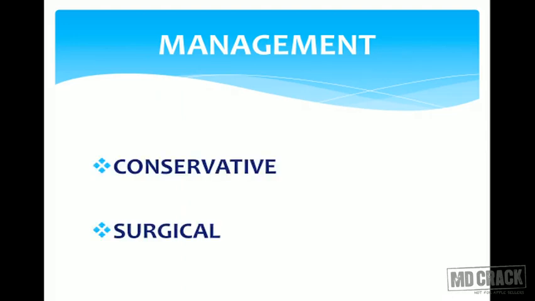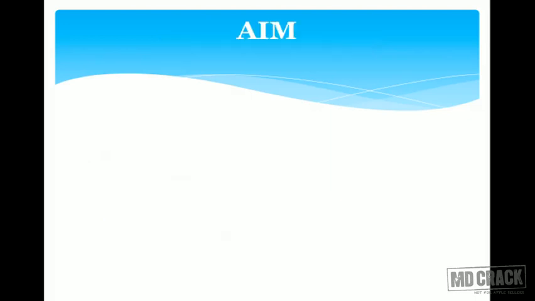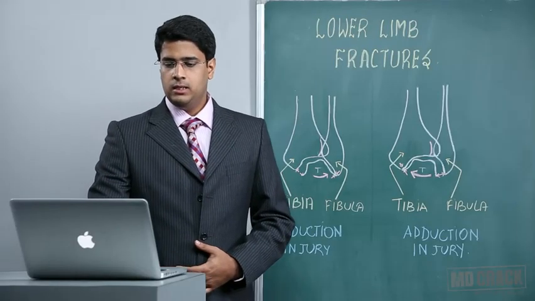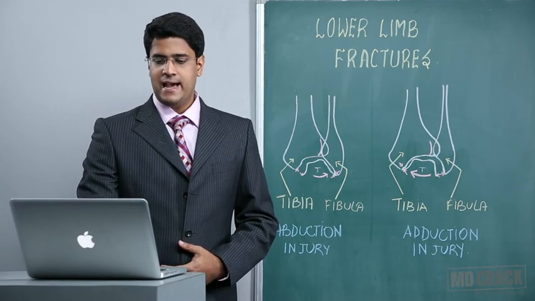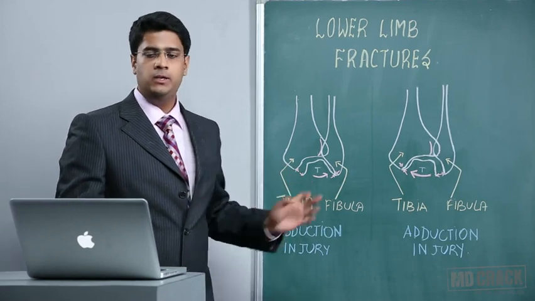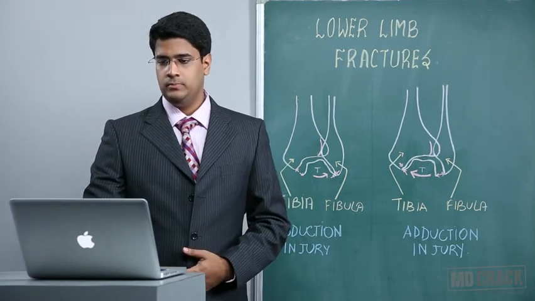Management, as usual, is divided into conservative and surgical forms. The aim is very important for ankle management. Firstly, the normal relationship of the ankle mortise, that is the whole configuration, has to be restored just like before. Secondly, the weight-bearing alignment of the ankle must be at right angles to the longitudinal axis of the leg. And thirdly, the contours of the articular surface must be as smooth as possible. So articular restoration is very, very important for getting a good functional outcome.